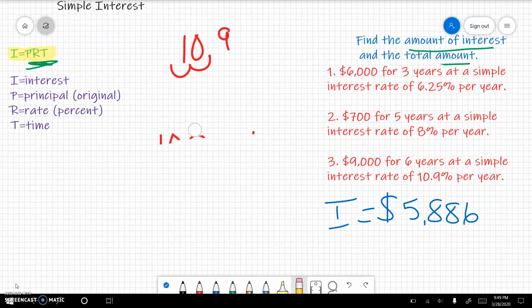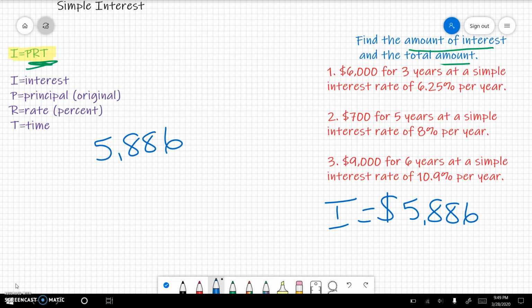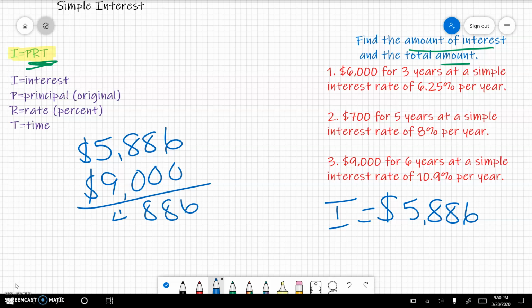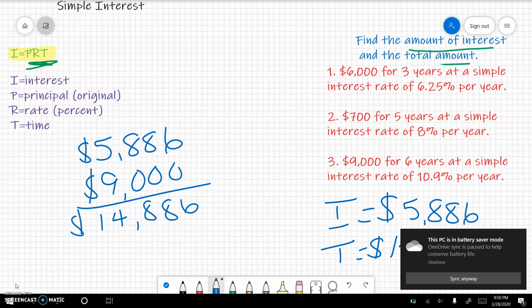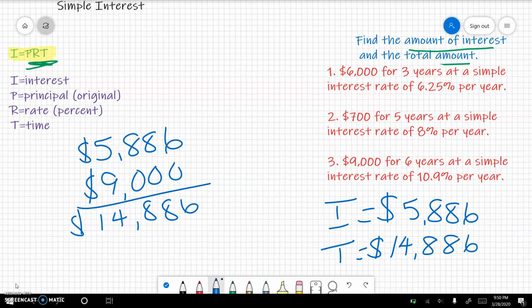Okay, and now I need to find my total. So let's see here. I will take my interest, which is $5,886, plus my principal, my original amount, which is $9,000. 6, 8, 8. So my total is $14,886. So quite simply, you use the formula I equals PRT, you solve it out with all your multiplication, and then you add that answer, which is your interest, to the principal in each question.